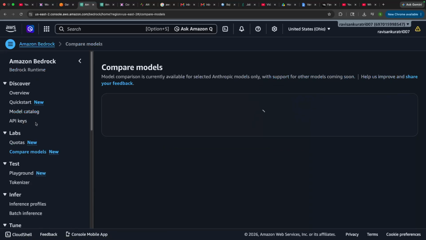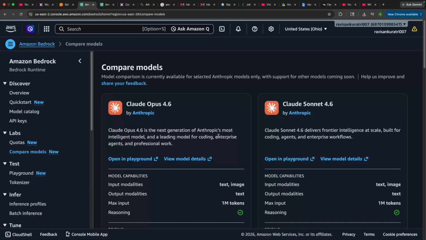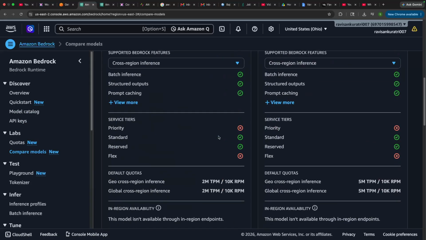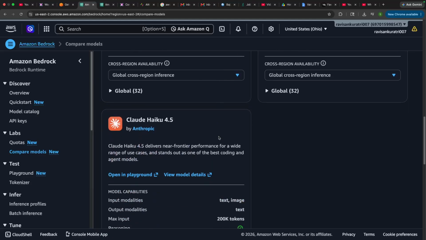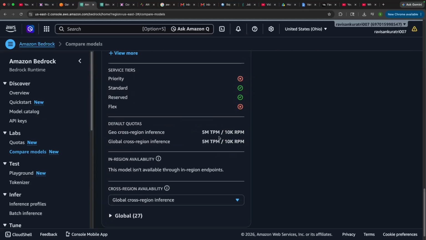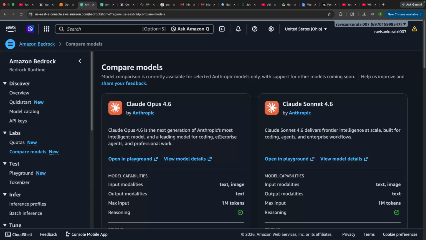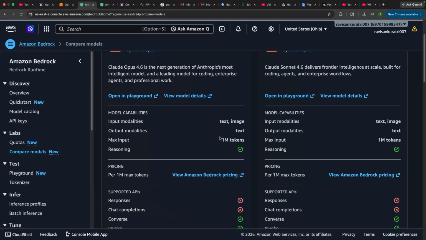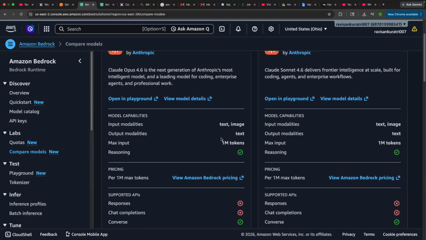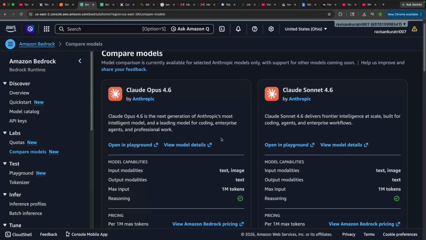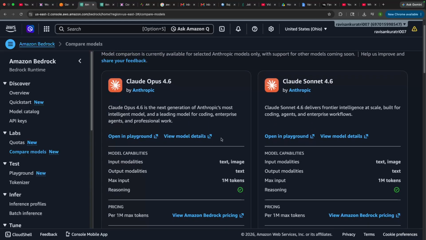Let's check compare models. In compare models, right now we can only compare three types of models provided by Claude. That's all we got, but let's look through them. It's the same thing, but by looking at these particular things, you will understand the basic attributes or conditions that someone at the application level goes through when choosing a model.